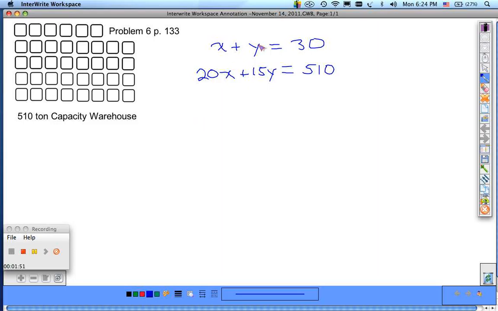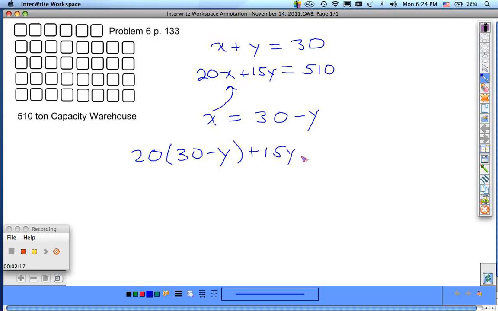So let's take the first expression and solve that for either x or y. My inclination is to solve for x. So I'm going to solve this first expression for x. We have x is equal to 30 minus y, and then we're going to substitute 30 minus y in for x. So substituting 30 minus y in for x, we get 20 times the quantity 30 minus y plus 15y is equal to 510.